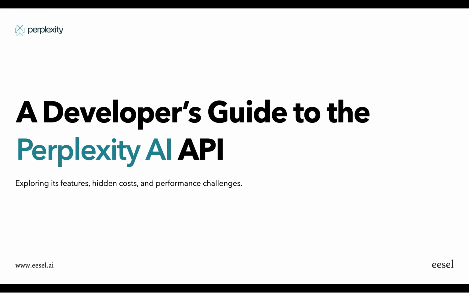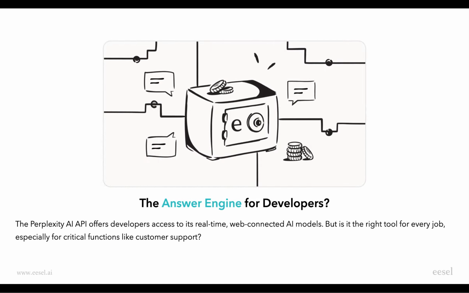So, you've probably heard the buzz around Perplexity AI. In this guide, we'll take a close look at its API for developers, exploring the features, but also uncovering the hidden costs and performance challenges you need to know about. Perplexity is often called the answer engine for developers because it can pull in real-time web data.